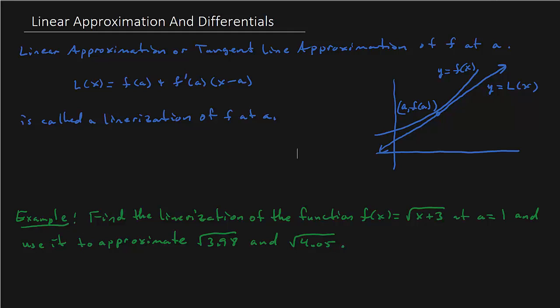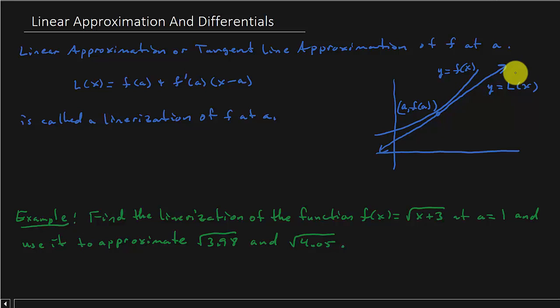We've got the linear approximation, or tangent line approximation, of f at a, when x is some number a. So L of x is equal to f of a plus f prime of a times x minus a, and that is called a linearization of f at a. You can see here we've got our point a, f of a. We've got our curve y equals f of x, and here's the line L of x, or your tangent line.